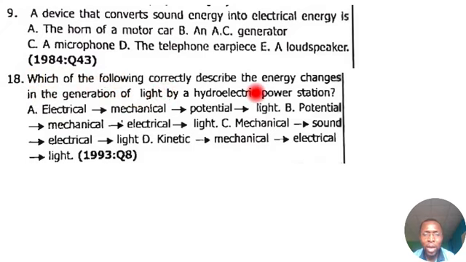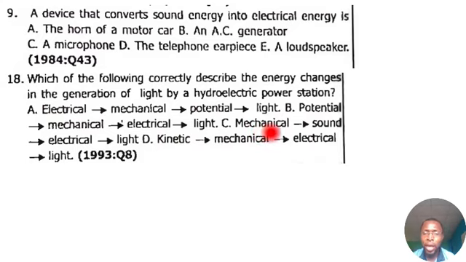Which of the following correctly describes the energy changes in the generation of light by a hydroelectric power station? All right, a hydroelectric power station makes use of moving waters. Okay, so first of all, for you to say it is hydroelectric, definitely there will be a mechanical stage. The first will be the mechanical stage because the movement of the water is mechanical. So just go for the option that starts with mechanical. A starts with electrical, no. B potential, no. C mechanical. So first stage is mechanical because the water is moving.